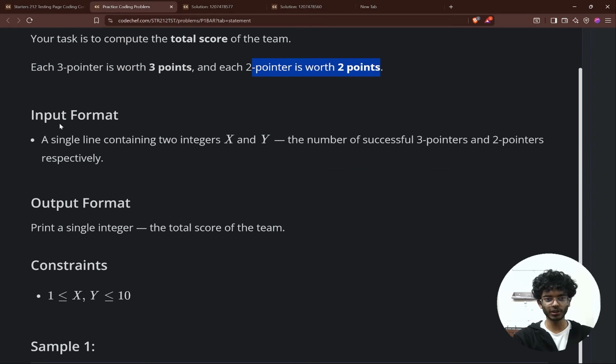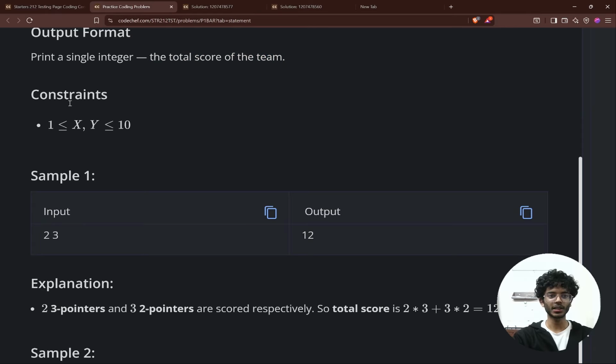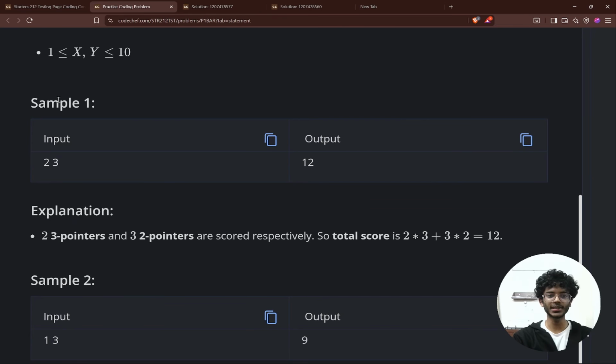Now let's look at the input format. We are given two integers separated by a space in a single line, which represent the number of successful three pointers and the successful two pointers, respectively. In the output format, we need to print in a single line a single integer, which is the total score of the team. In the constraints, X and Y will both lie between 1 and 10 always.